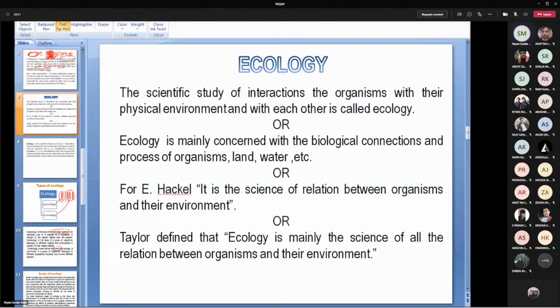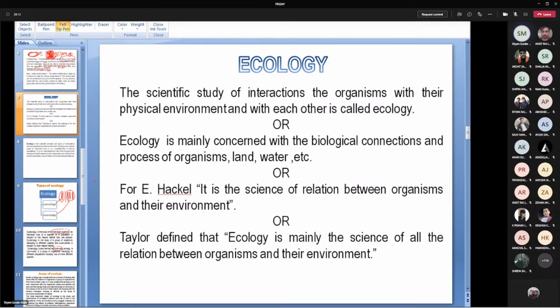This one is called ecology. Questions may be asked from these topics. First, write down the definition of ecology. That is the first question that may be asked. The second question may be: write down the types of ecology.